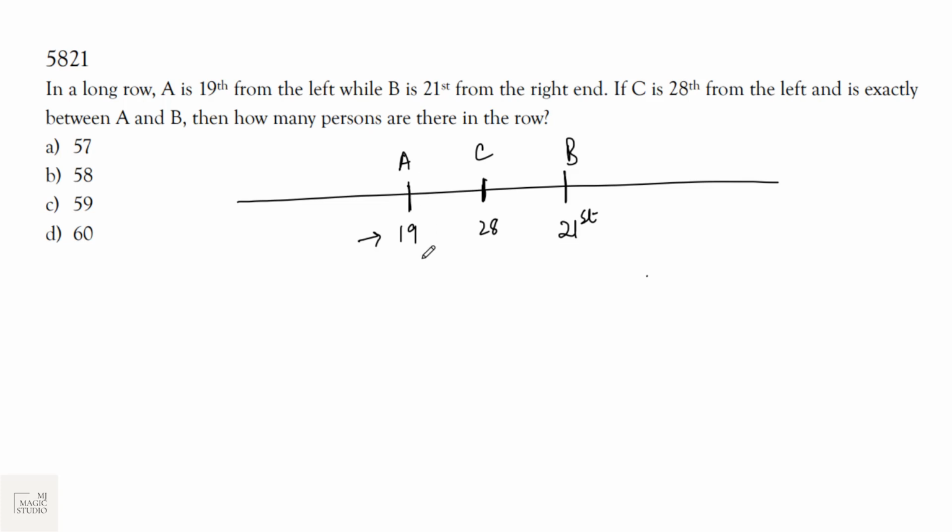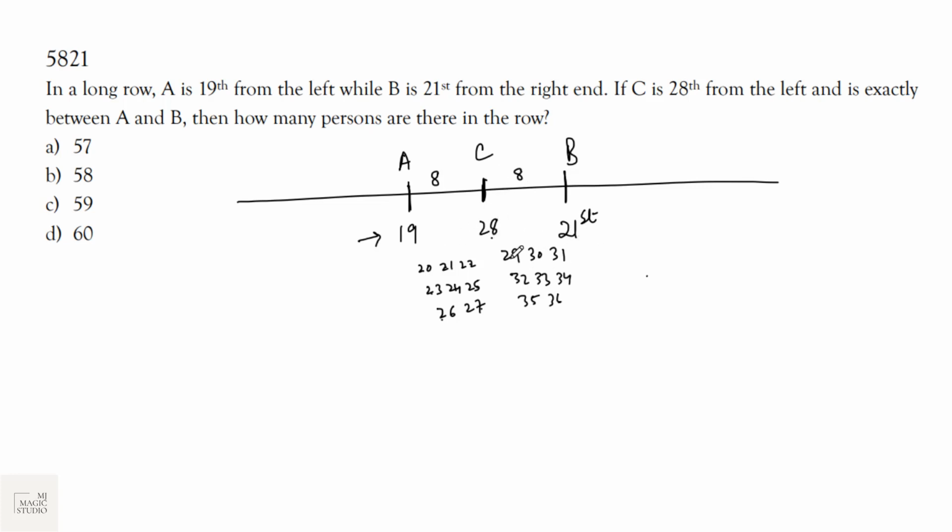So 19, 20, 21, 22, 23, 24, 25, 26, 27. That is 8 people. So here also we should have 8 people. So 28, 29, 30, 31, 32, 33, 34, 35, 36. 28 plus 8 is 36. So the position of C from the left would be 28 plus 8, 36.